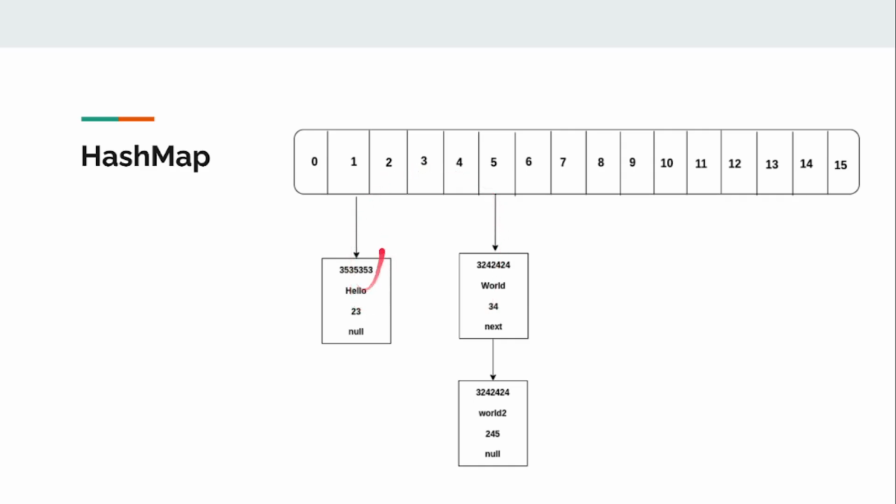When we are putting, we have seen at this position there is no node, so we simply added this node at the first position. For this, let's say world2 does not exist and world does not exist. And when we try to insert world and 34, it sees at the fifth position no node, so we simply add the node here. When we are trying to add world2 and 245, it says the node already exists, so we add the node and mark the next pointer to this node. So this starts forming a linked list now.